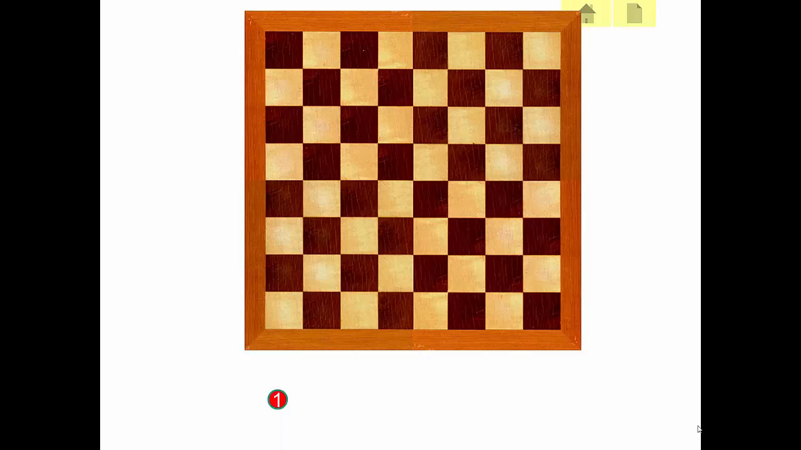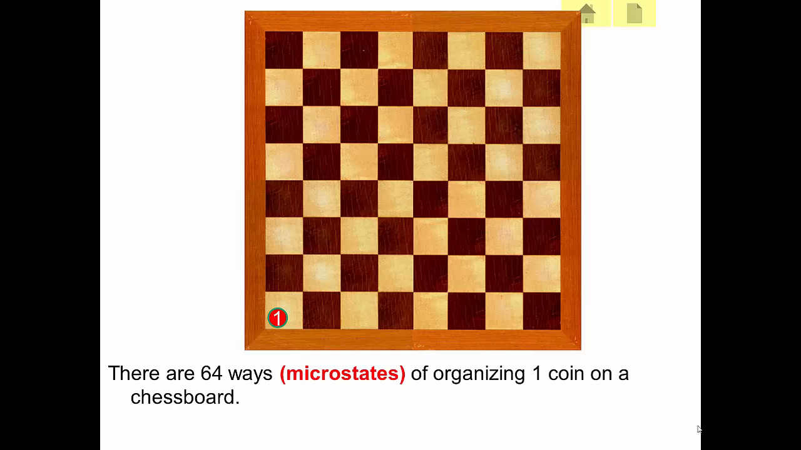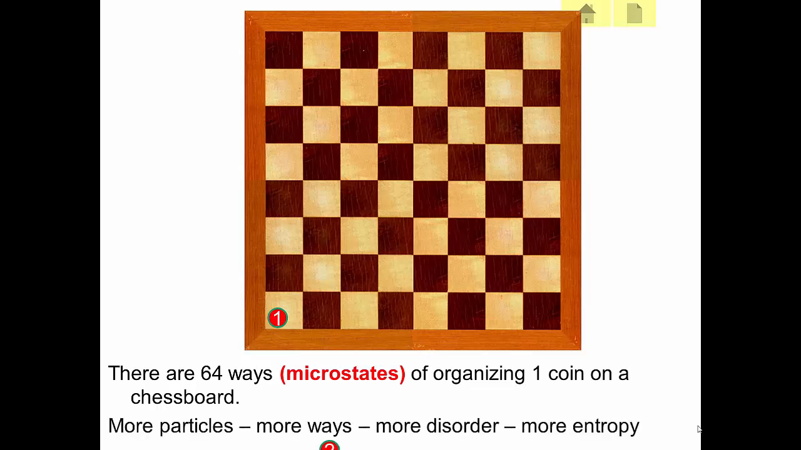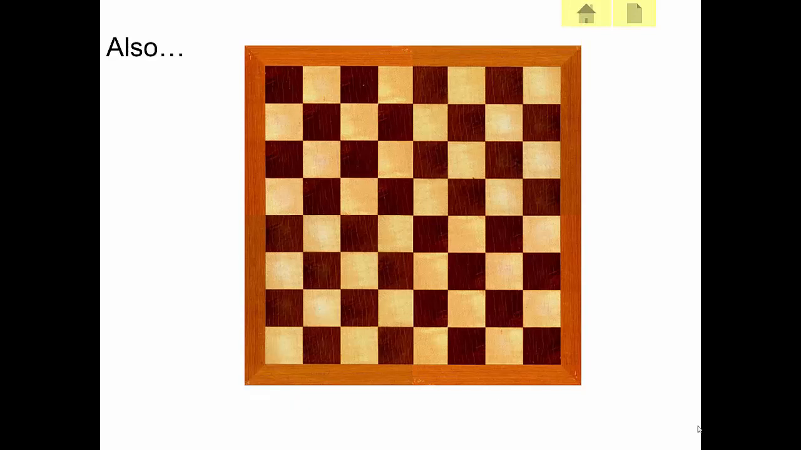With a chessboard, let's say you throw a coin on here. How many possible ways are there for that to happen? Well, there are 64 possibilities, 64 microstates of organizing one coin on a chessboard. If you put more particles there, there are many more ways of organizing 4 particles, many more. So the entropy is going to be greater. The more particles you introduce, the greater the entropy, the greater the possible disorder.